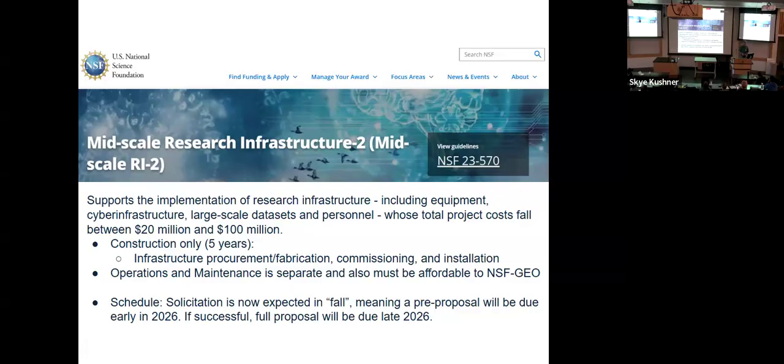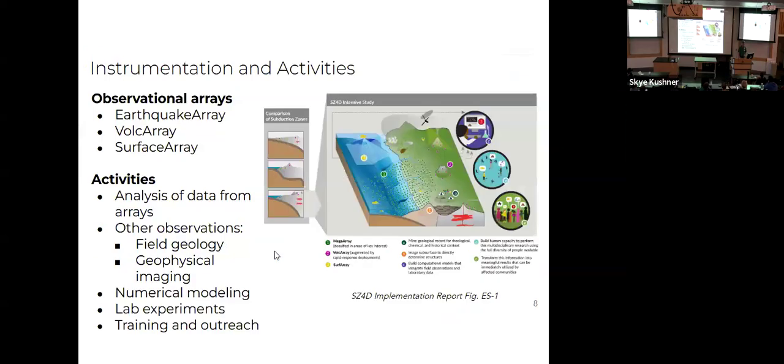Right now, what we understand is that the solicitation for MSRI-2 is expected in fall sometime. So that means a pre-proposal will be due early in 2026. Diana Roman is going to be the PI of that proposal. If that's successful, somewhere, we think in late 2026, we have to put in a full proposal. And if that's successful, somewhere in 2027, 2028, things start getting built.